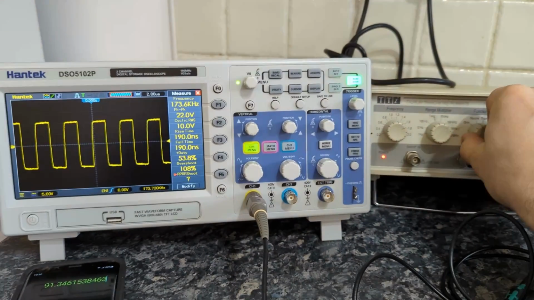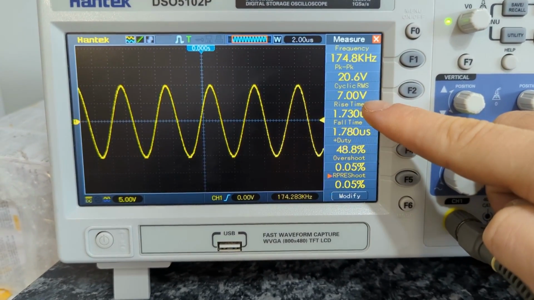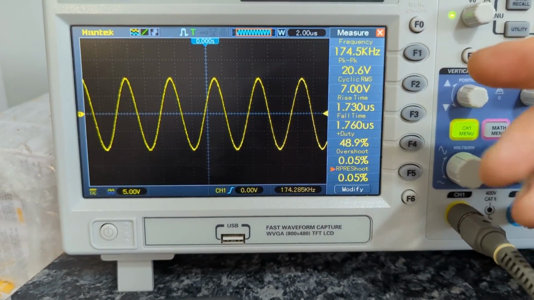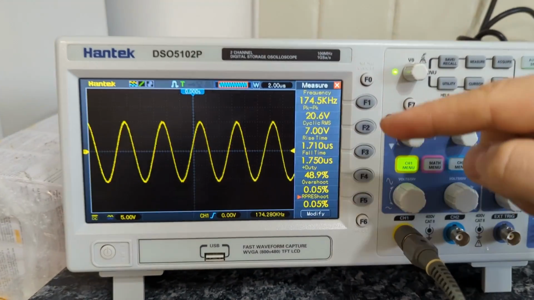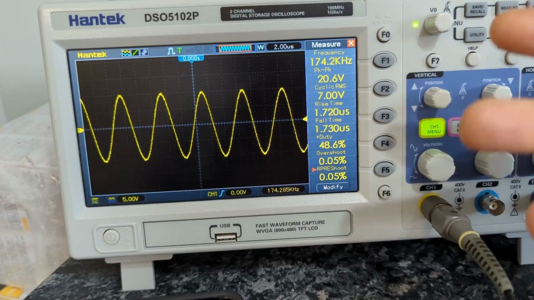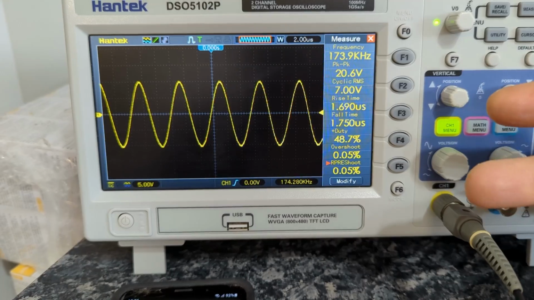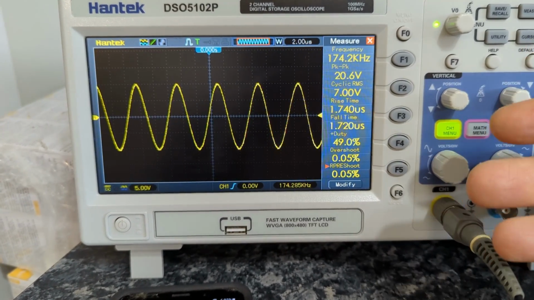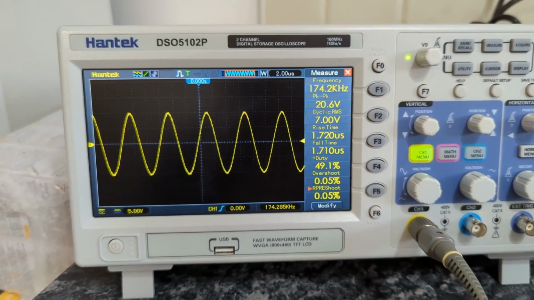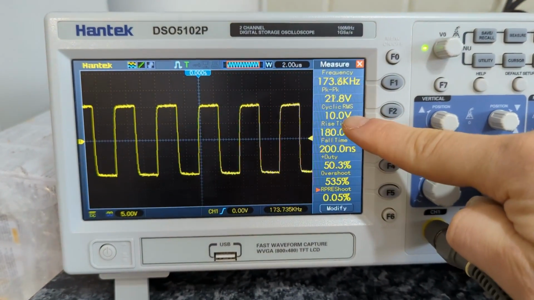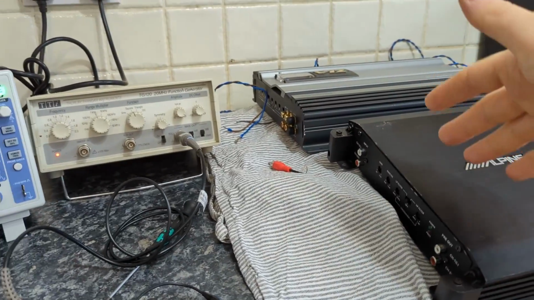If I switch this to sine wave, that represents 7 volts RMS, which, if we do basic math with Ohm's law, into a 4 ohm load would be about 10 watts. So 10 watts of power at 10, 20 kilohertz is a bit too much, but at lower frequencies it's fine. So I'm going to keep it at a square wave of 10 volts RMS. This is going to be the standard to compare different amplifiers.